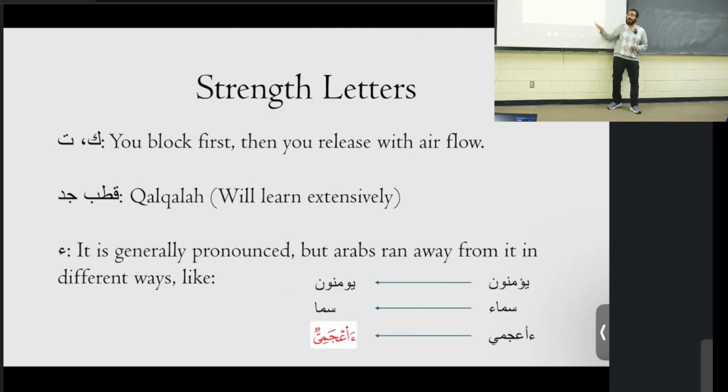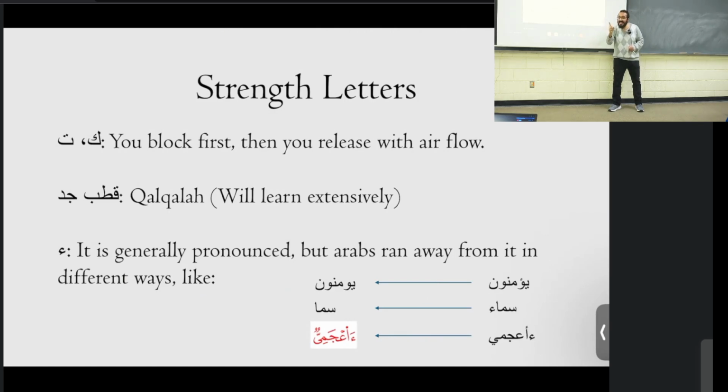Okay? In our qira'ah, we don't run away from it. We say all the hamazat. Except, not only this one, there's also another exception. What is this one? A'jami. How do we say it in our qira'ah? We say a.